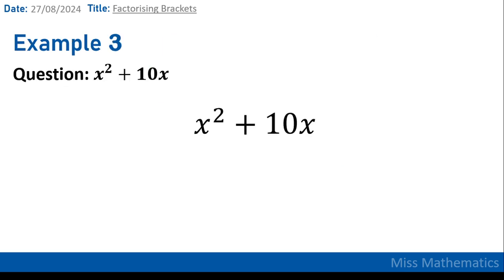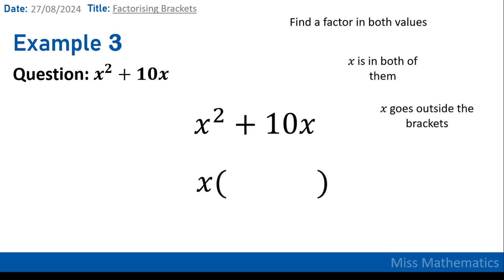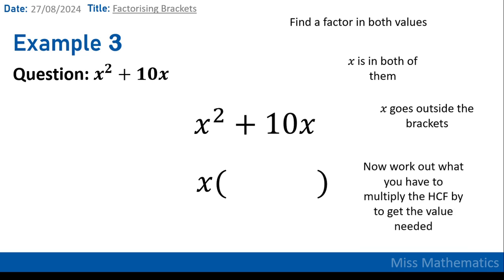Let's try another example, slightly more difficult. x squared plus 10x. The highest common factor in this would be x. So therefore we put x outside the brackets this time. To get x squared, you have to do x times x. So therefore the first number in the bracket would be x. Remember, x squared is x times x, not x plus x. To get from x to 10x, you just multiply by 10, so you put 10 inside the brackets. Therefore your answer would be x, and in the brackets x plus 10.